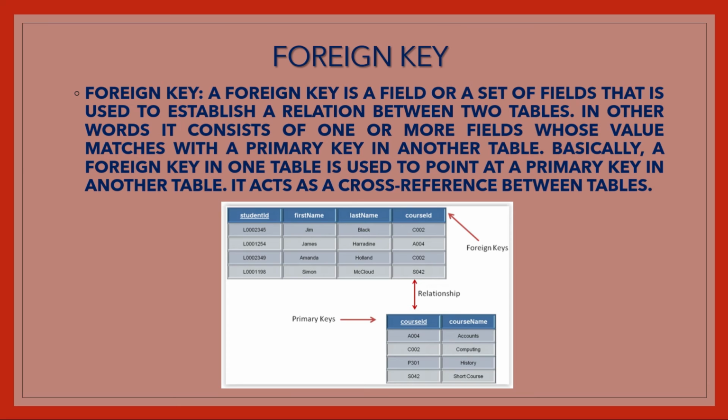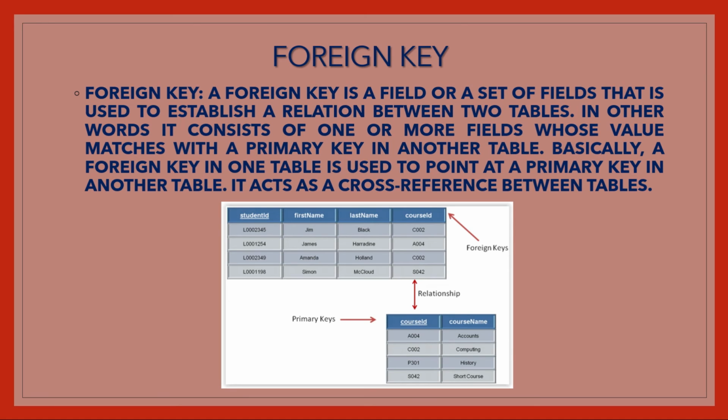So a foreign key is a field or a set of fields that is used to establish a relation between two tables. In other words, it consists of one or more fields whose value matches a primary key in another table. That is what the foreign key is: pointing to a primary key in another table. Where the primary key exists, that is called the parent table, and where the foreign key exists, that is called the child table. So here it is quite clear from the explanation as well as from the illustration.